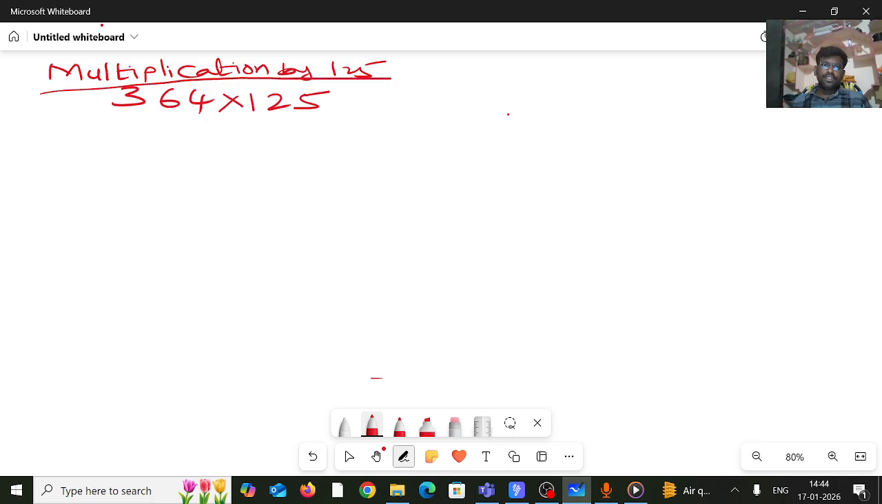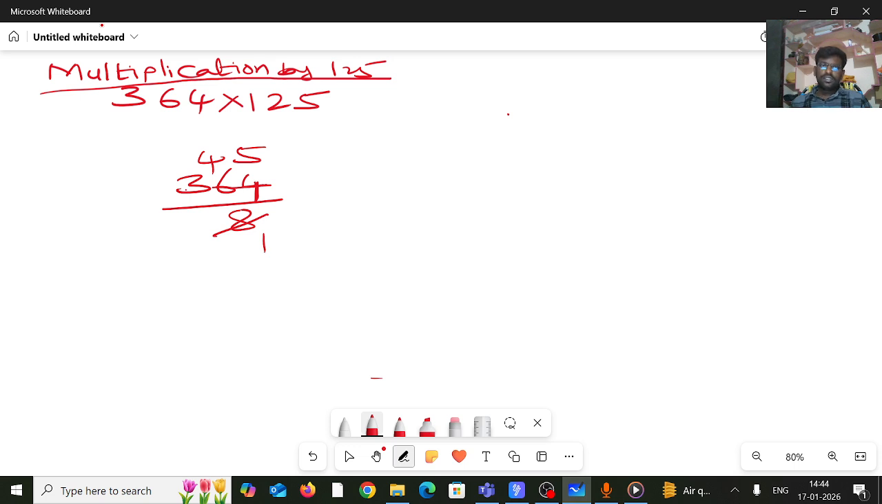Right, when you are trying to multiply a number by 125, instead of multiplying by 125, I will divide this number by 8. Right, 8 ones are 8, 8 4s are 32, and 4 is the remainder, and 4 and 4 will become 44. 8 5s are 40, and again the remainder is 4.